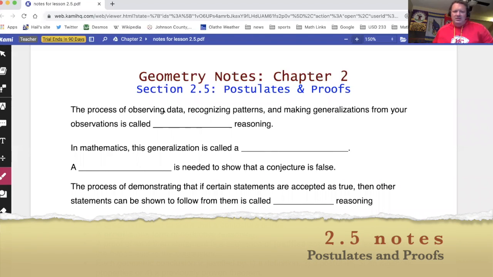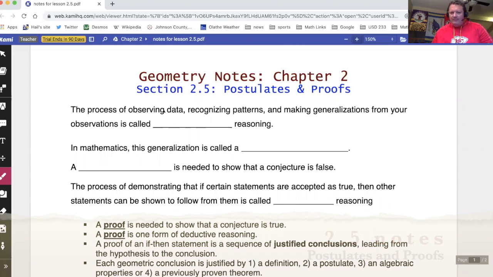Honors Geometry students, this is Mr. Hale, and today we're going to look in Chapter 2 at Section 2.5, which is about postulates and proofs. We're going to start with some terminology, and then we're going to move our way into essentially the first proof we've seen. We're going to do it a little bit informally today, but it'll be an introduction.